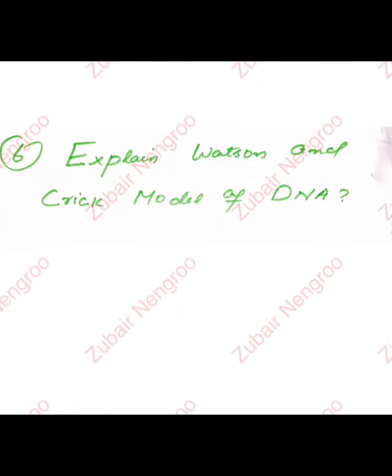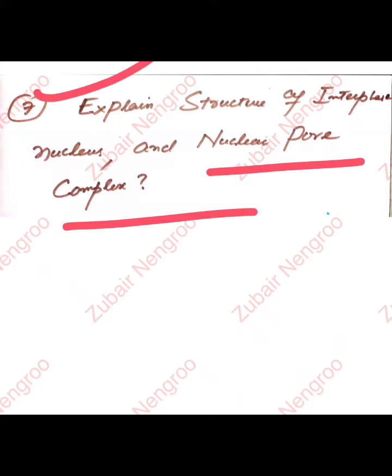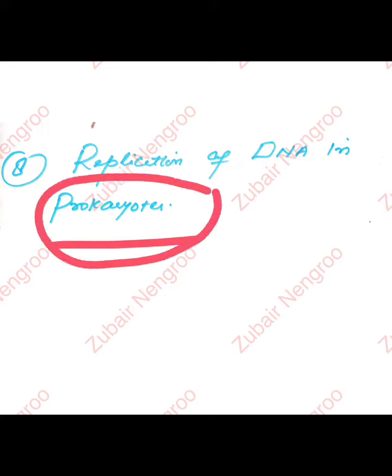We have the sixth question: explain the Watson and Crick model of DNA. Now coming to the seventh question, we have: explain the structure of interphase nucleus and nuclear pore complex. Coming to the eighth question, that is, replication of DNA in prokaryotes, which contain a single cell.